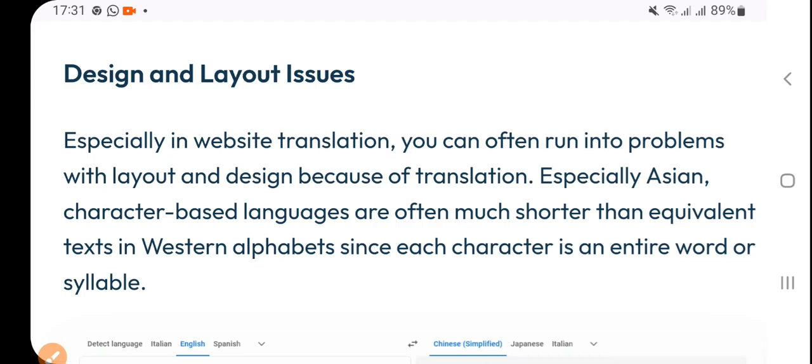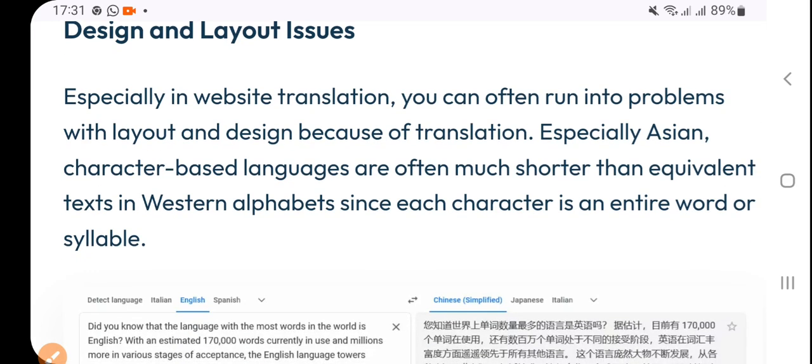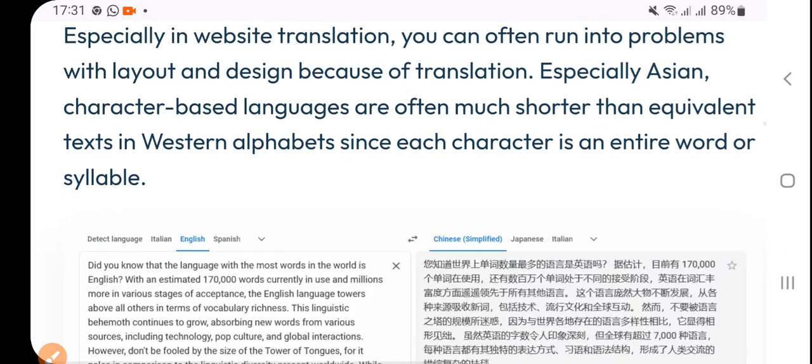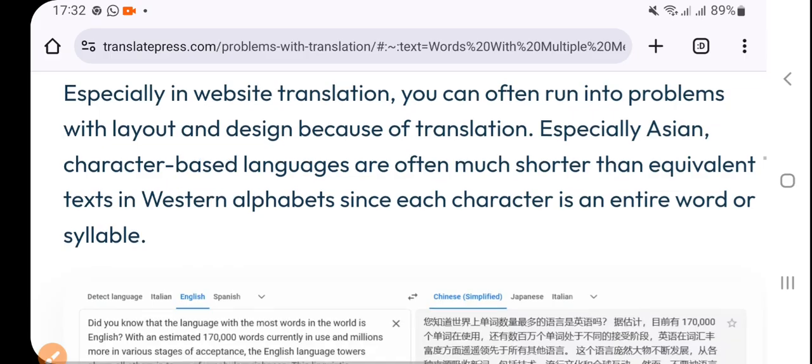Now, design and layout issues. Especially in website translation, you can often run into problems with layout and design because of translation. Asian character-based languages are often much shorter than equivalent text in Western alphabets, right? Since each character is an entire word or syllable. So that is very important.